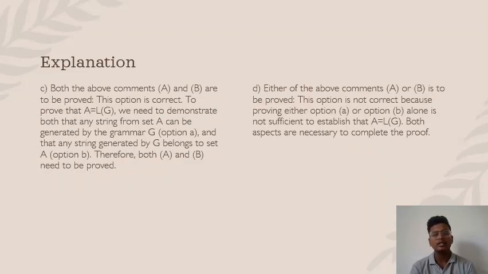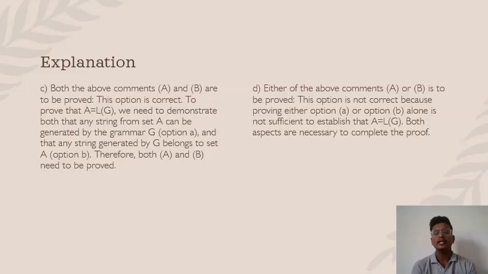Now the C option is: both the above comments A and B are to be proved. This option is correct because to prove that A is equal to LG, we need to demonstrate both that strings from set A can be generated by grammar G, option A, and that any string generated by G belongs to set A, option B. Therefore, A and B are both needed to be proved.